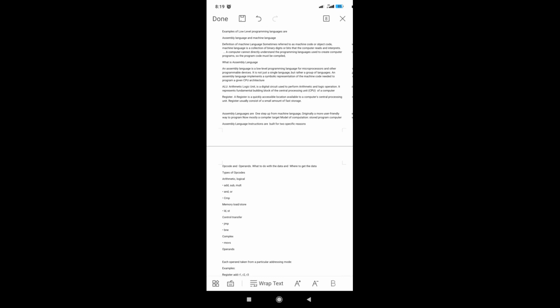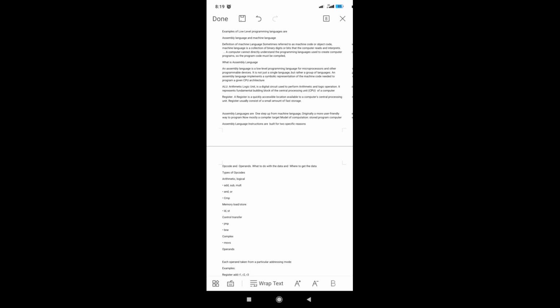Talking about assembly language, you need to talk about the ALU, where the logic or the arithmetic transformation is being carried out. After the end of the transformation, the result is stored in the register. So assembly languages are one step up from machine language.